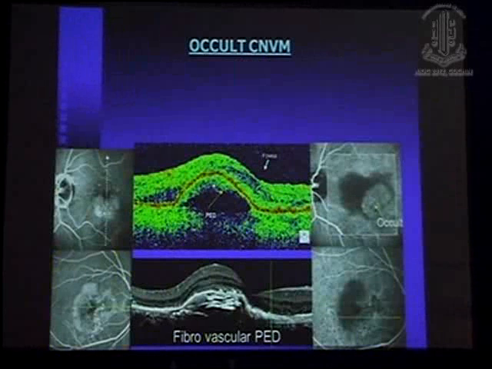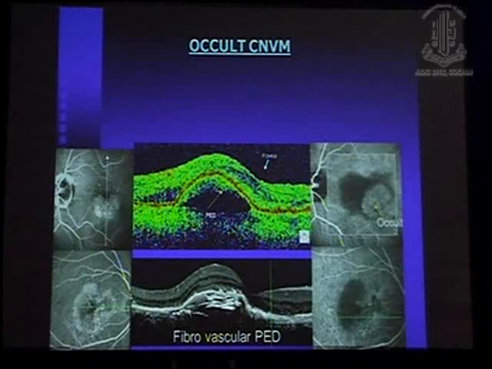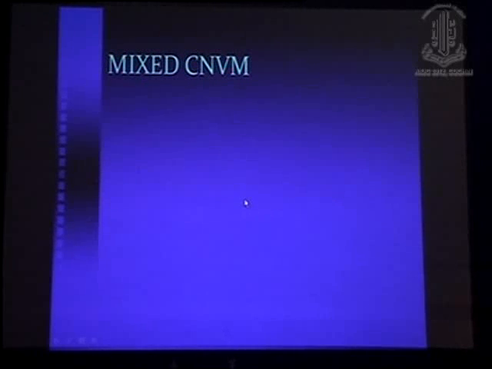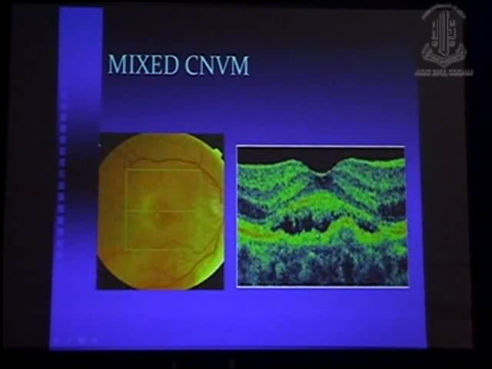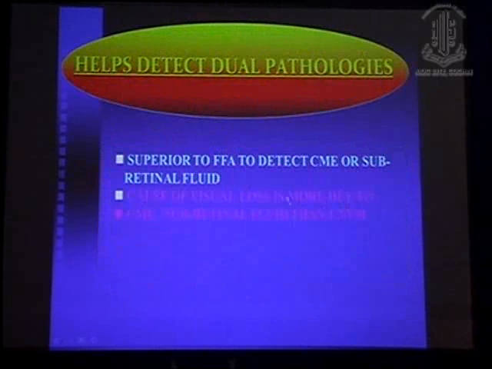And this is an occult CNVM again, which is associated with a PED, and this is on a different form of OCT where the definition is much better of the lesions which are seen in the same patient. Now this is a patient of a mixed CNVM. Again, it helps you know where the lesion is, what is the reason for the visual loss, and what kind of treatment you're going to offer.